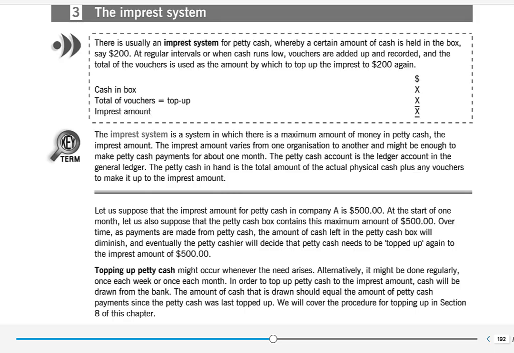8. Important classroom summary. Let us summarize Lesson 3 in one clean idea. The imprest system keeps petty cash at a fixed amount. When money is spent, vouchers replace the cash. Then the cash is topped up by the exact amount spent. So the float returns to the original imprest amount again. That is Lesson 3.